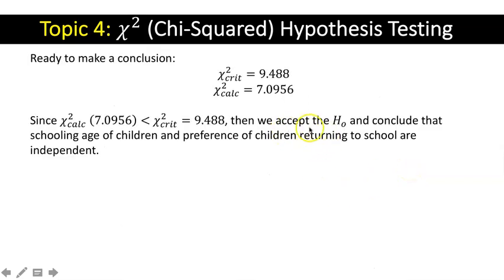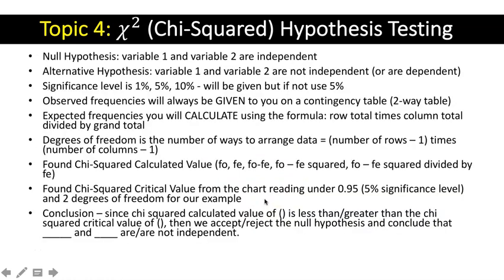And if this said reject the null hypothesis, we would conclude that schooling age of children and preference of children returning to school are not independent. Okay, and here it would have said 17.0956 is greater than the critical value. But this is kind of cookie cutter. It's almost like a verbatim type thing that you just memorize so that you can put it into your answer.